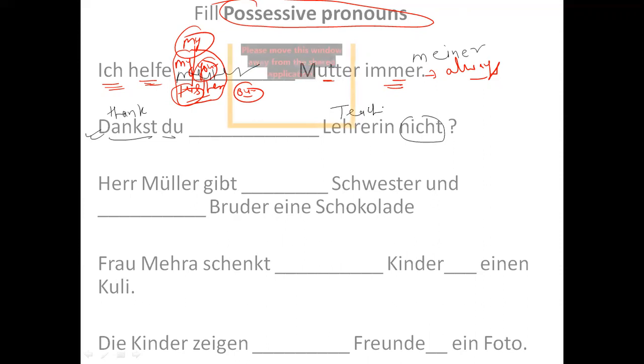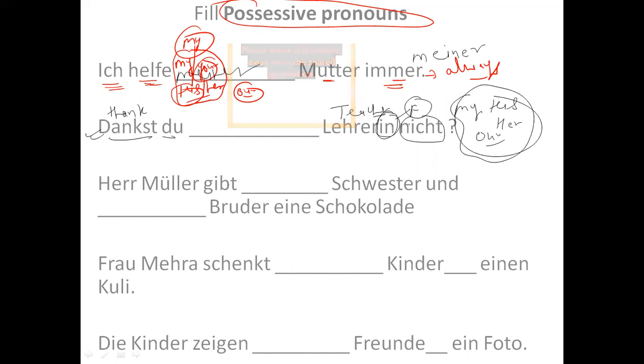But which teacher is it? Is it Lehrerin? Lehrerin means feminine, female teacher, madam, right? Don't you thank your female teacher? Don't you thank your madam? I can also write, don't you thank my teacher? Don't you thank his teacher? Don't you thank her teacher? Don't you thank our teacher? All possessive pronouns are correct, but I have to write the appropriate one.